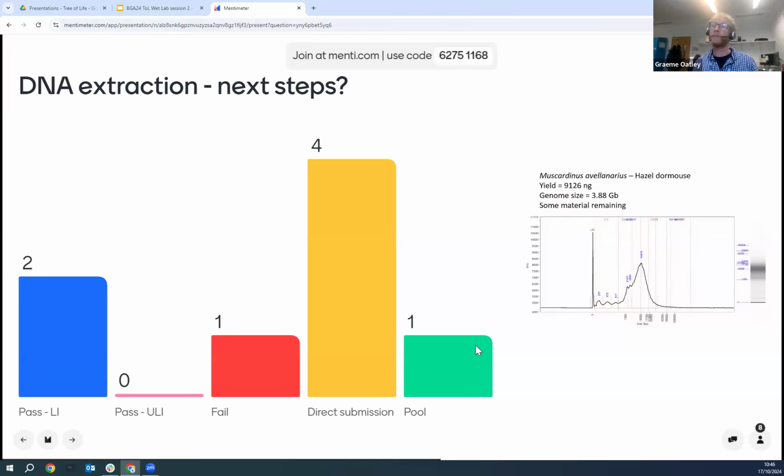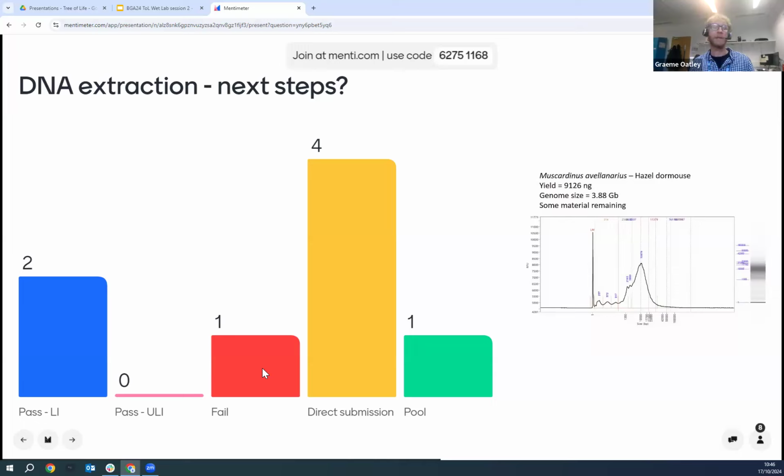Pooling is potentially an option, but we already have quite a lot of DNA here. So I don't think pooling is necessarily the right way to go, because we generally pool when our yield is very low but our quality is quite good. So the idea for pooling is to get closer to better quality as opposed to increasing the yield. So we don't need a yield of more than 1,000 nanograms, or maybe 1,500 nanograms for a genome size this big.